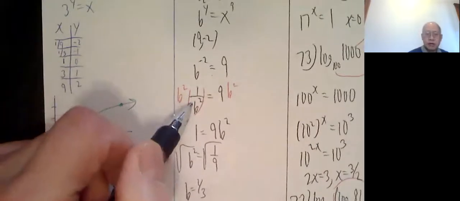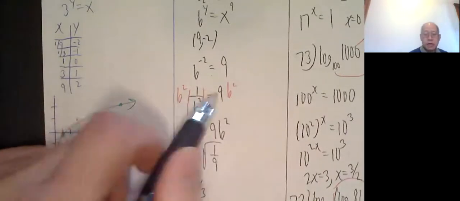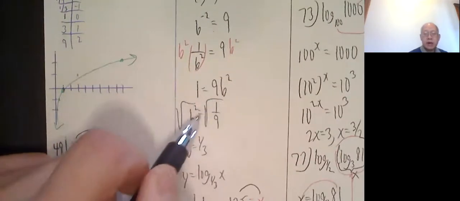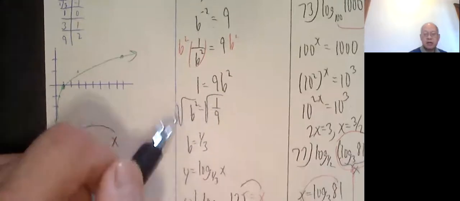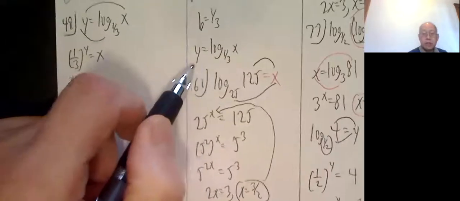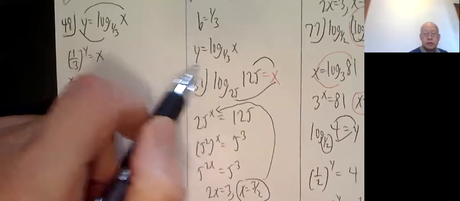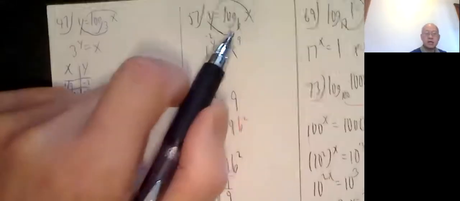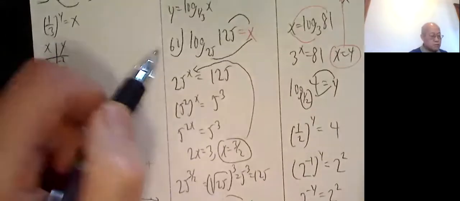That means 1 over b squared equals 9. Multiply both sides by b squared. 1 equals 9b squared. Divide both sides by 9 and take the square root. B is equal to 1/3. Okay, y equals log base 1/3 of x is the final answer. That's the base that you want over here.